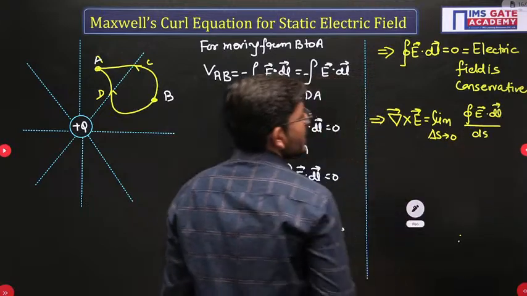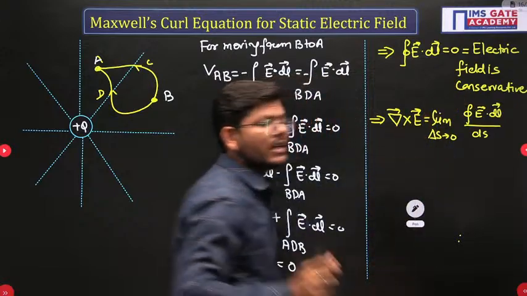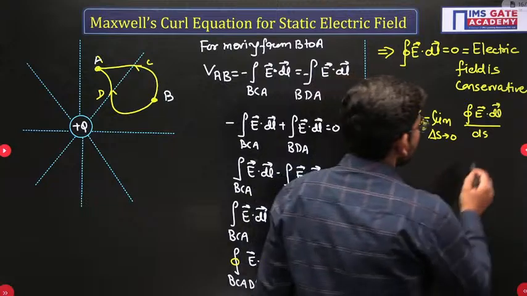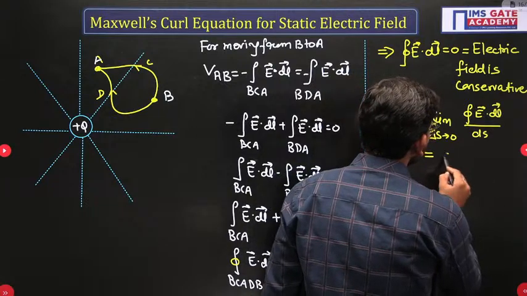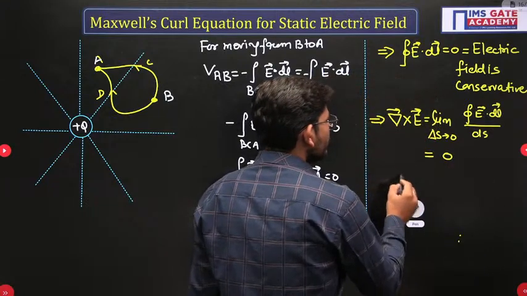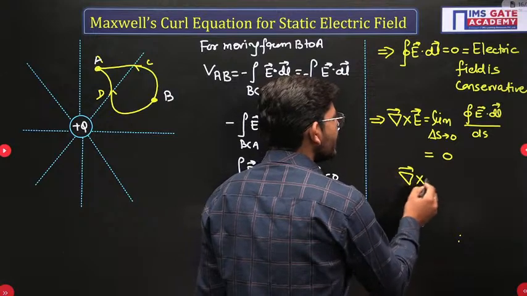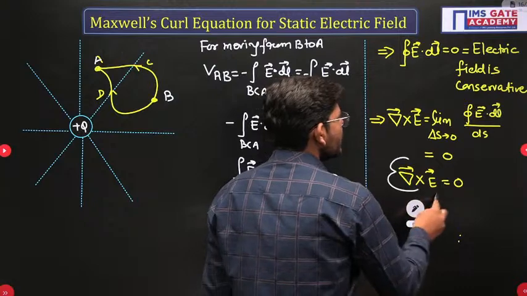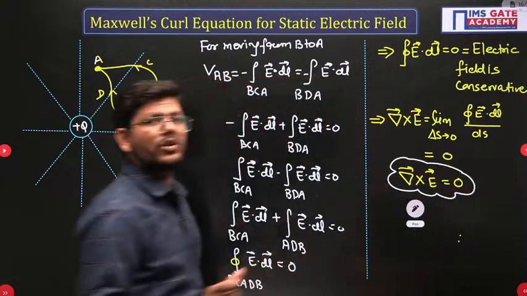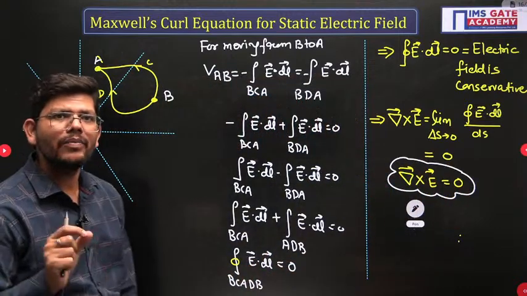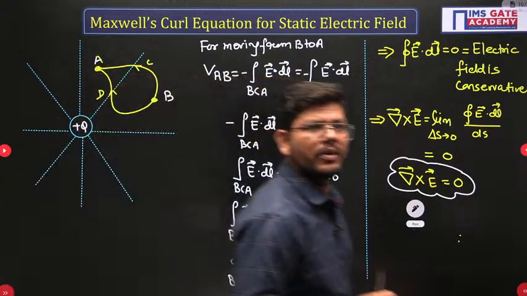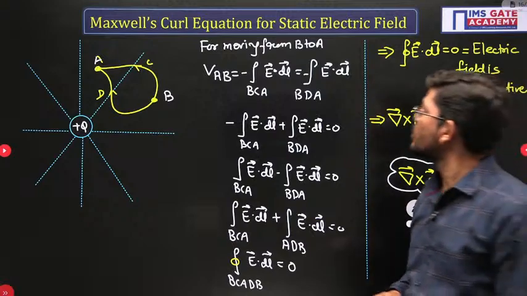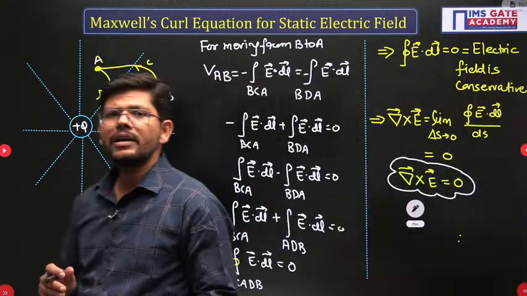Now you have found out that the closed line integral is equal to 0, and that indicates that del cross E is also equal to 0. So my dear friends, you have calculated that del cross E is equal to 0. The curl of the electric field is equal to 0. Yes or no? And that is known as Maxwell's curl equation for static electric field.